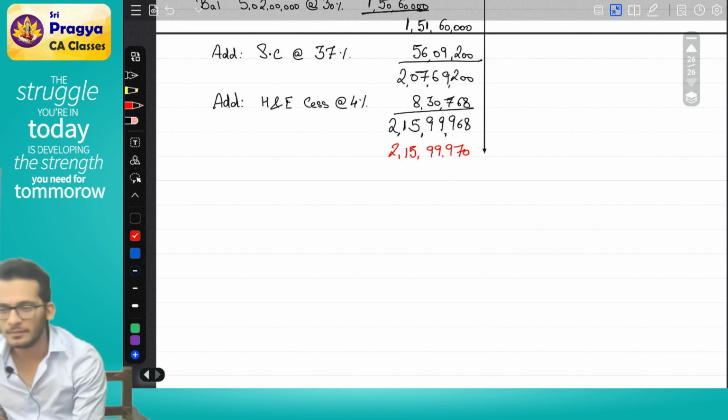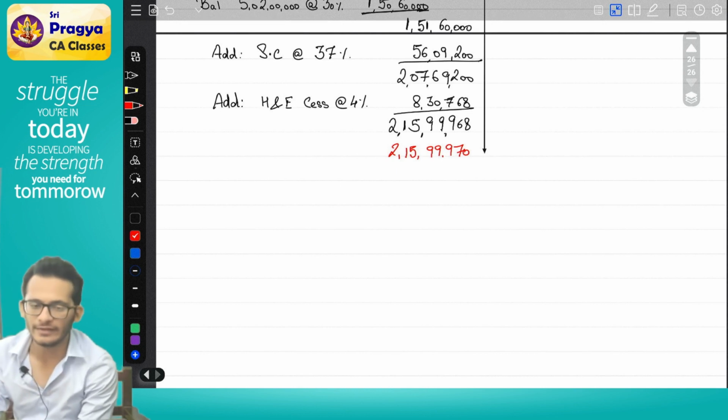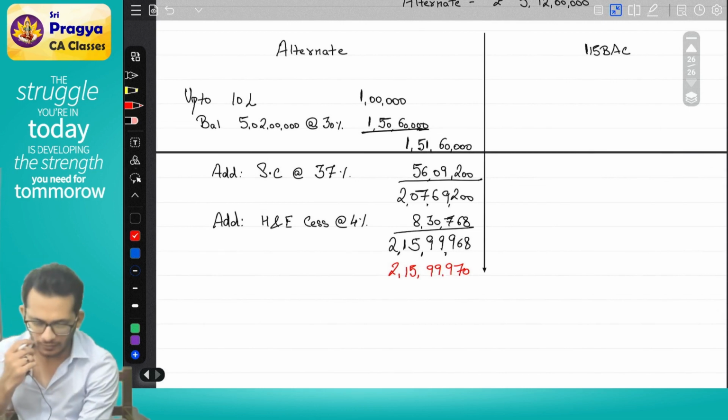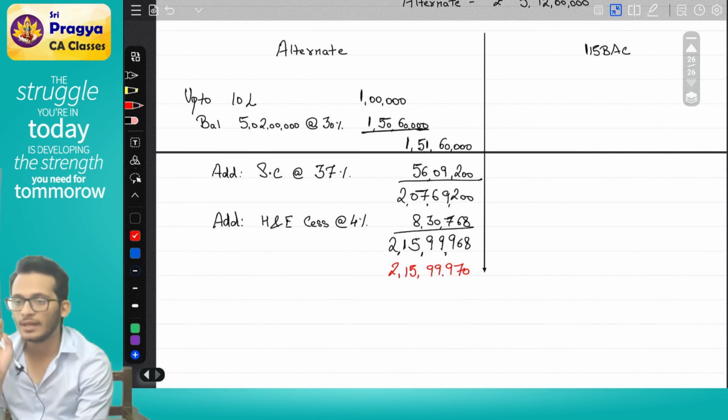Why, Rahul? You lose half a mark here, be careful. You always have to round off your tax payable to the nearest 10. Clear? Can we do the right side?